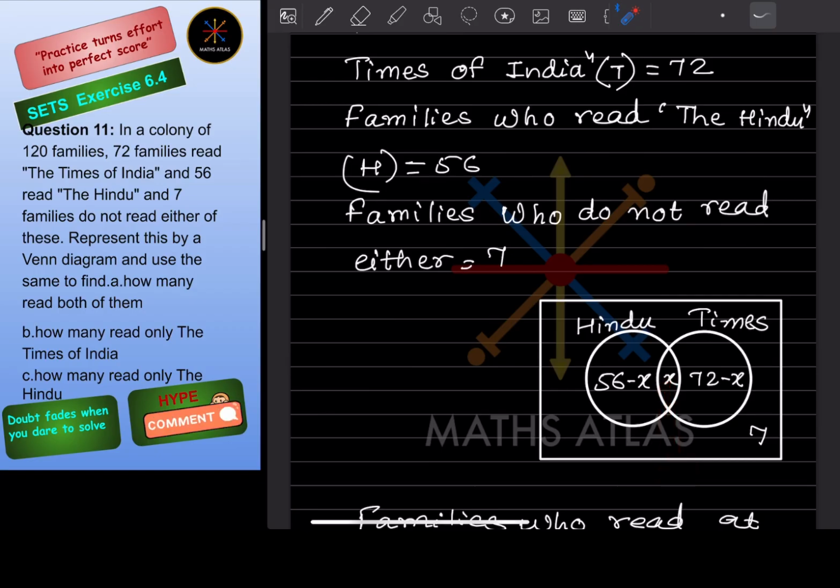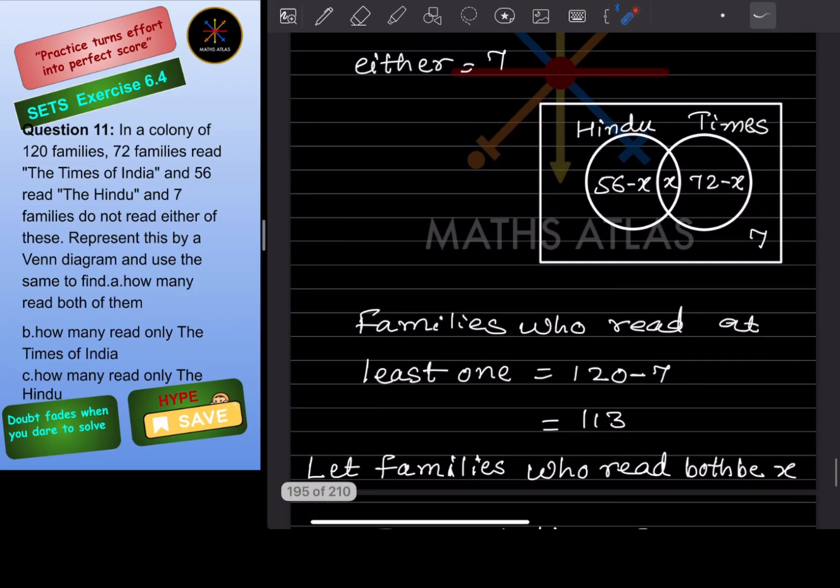So the number who read the Hindu is 56, so this will be 56 minus X. And this is given as 72 who read the Times of India, so this will be 72 minus X. And those who do not read either, this 7 will be here outside of this.